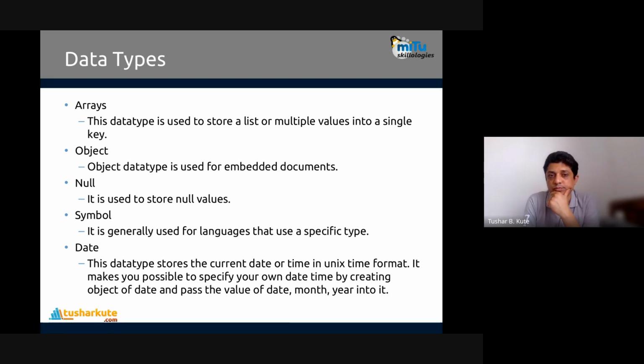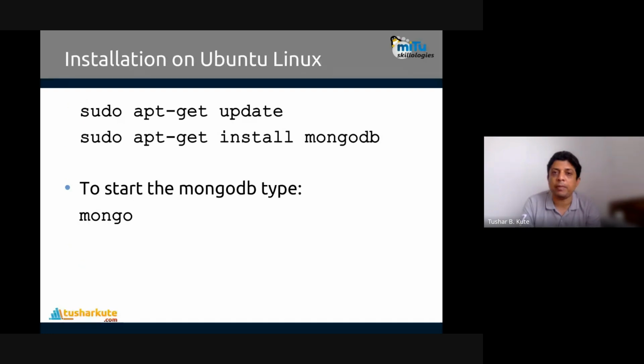Object is for embedded documents. Null values, nothing, that is the null value. Symbol, where specific languages are used for a specific type. Date, yes, this is available in NoSQL also. We can store that here in Unix time format. We can choose to store the date. So the data types apply and are used here again.